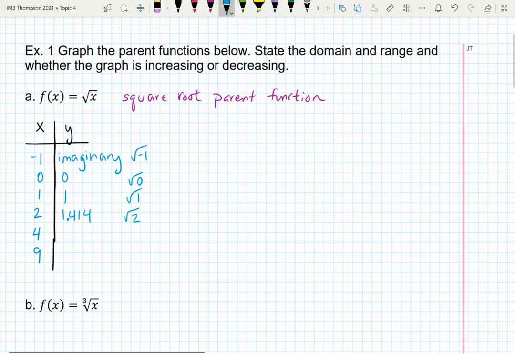As I graph these, I'm going to be looking for those perfect square numbers. So that's why I skipped 3. 3 is also not a perfect square. I don't really want to graph those decimals, 1.414. That's too hard to estimate. So I graphed the square root of 4, which is 2. And then I skipped all the way down to 9, because 9 is the next perfect square, which gives me 3.